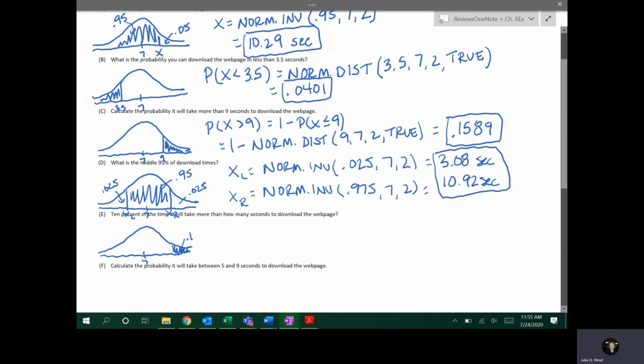How many seconds? This will be an inv question, since we know the probability, we don't know where the mark is. So I'll call this X, and the unshaded region is 0.9. So we have norm.inv. The probability to the left is 0.9, comma 7, comma 2. Or 9.56 seconds.